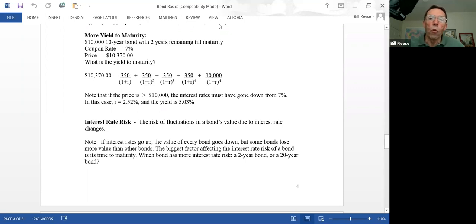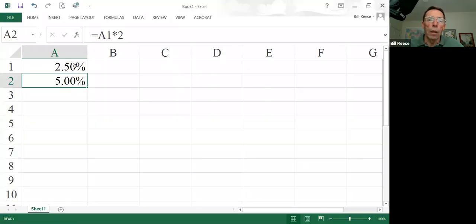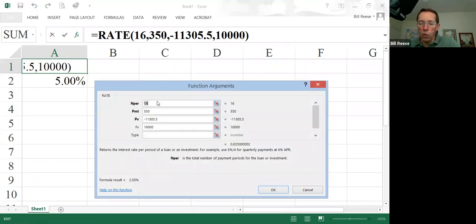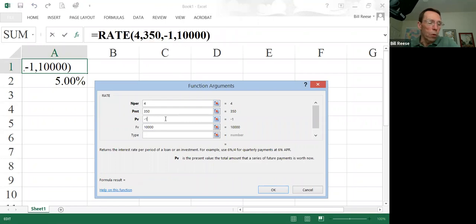So let's go back over to Excel again, and let's calculate this. Let's make things a little bit easier for us. Let's plug it in here. We're finding the rate again. We want the number of periods to be four semi-annual periods remaining. The payments are going to be $350. The price this time is not $11,305. The price this time is $10,370. The face value is still $10,000.